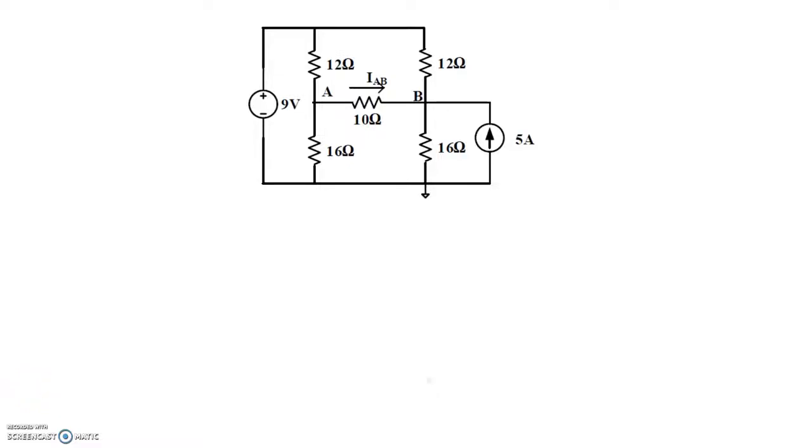Welcome. In this problem, we have a circuit with a 9-volt source and a 5 amp current source. We are asked to find the voltage across the 10 ohm resistor, VAB, and the current through the 10 ohm resistor as indicated by the current direction from A to B, IAB. There are a number of ways to solve this particular problem. In this video, we will look at the node voltage analysis method to solve it.